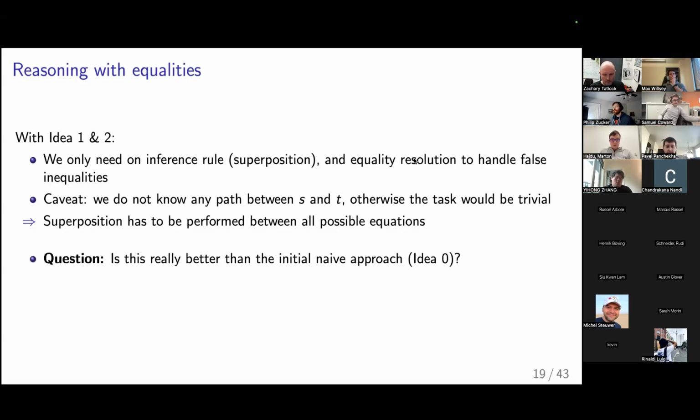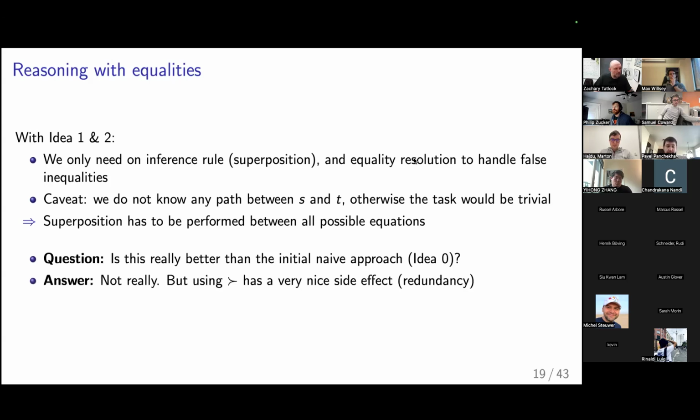So the question is, is this really better than the initial naive approach? And well, my claim is that it's not really yet, because we just get from one search space explosion to the other, basically, because we still have to perform all the superpositions. But we get something very nice, which is this ordering, and this has some other uses, namely in redundancy detection that I will cover a bit later.